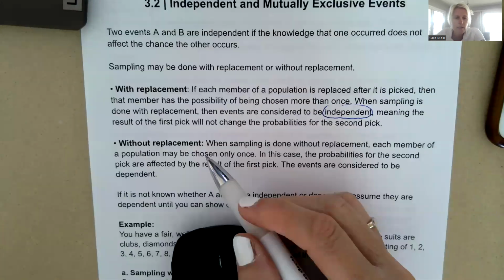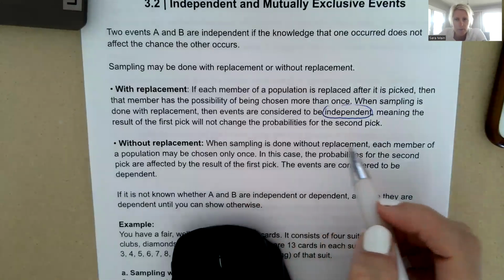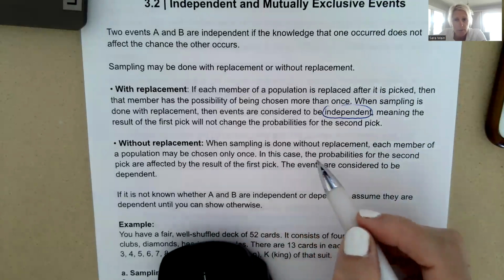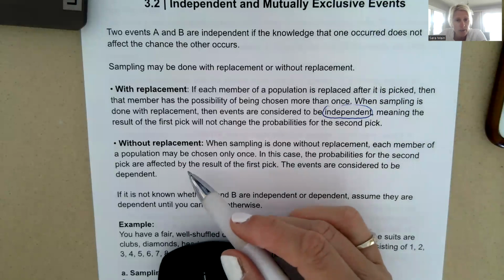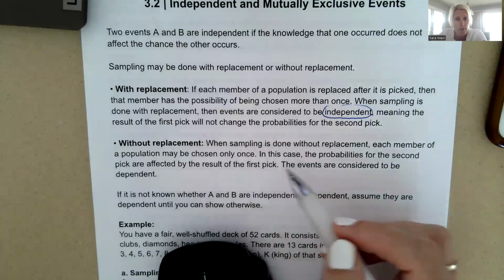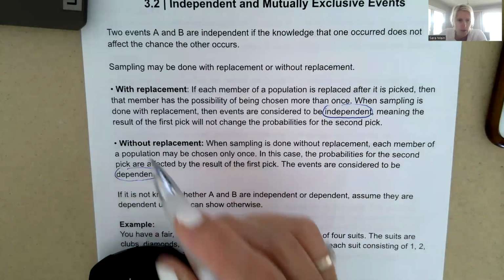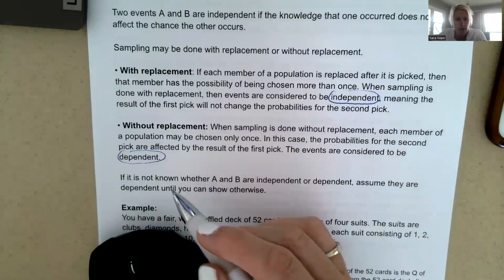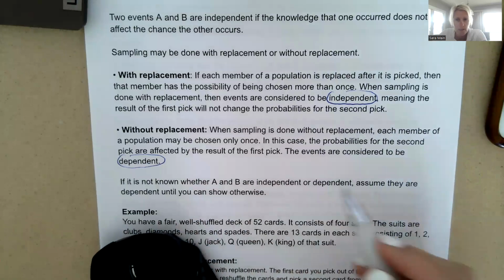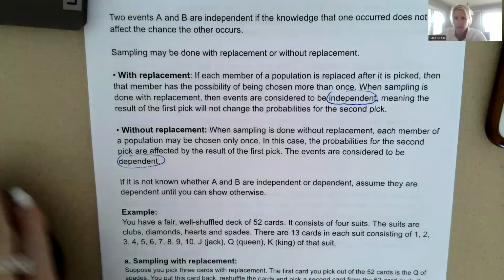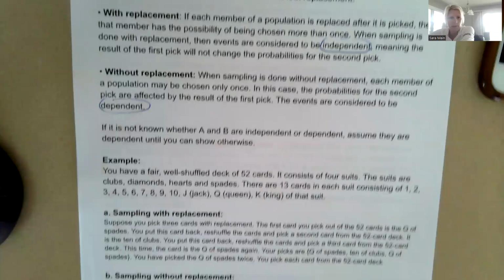Without replacement is when sampling is done without replacement, each member of a population may be chosen only once. In this case, the probabilities for the second pick are affected by the result of the first pick. The events are considered to be dependent. If it is not known whether A and B are independent or dependent, assume they are dependent until you can show otherwise. So let's look at the examples here.